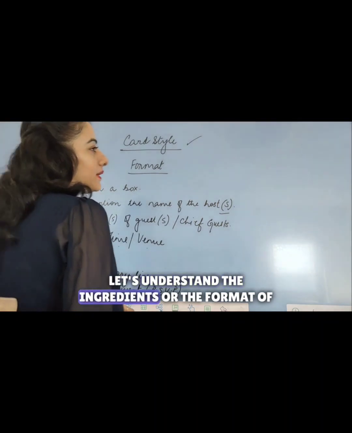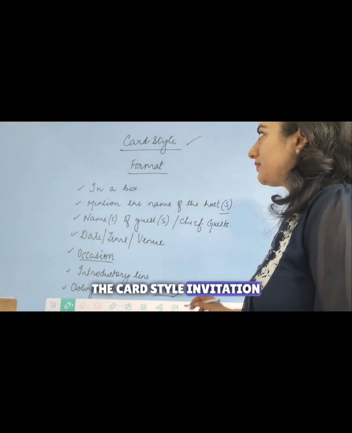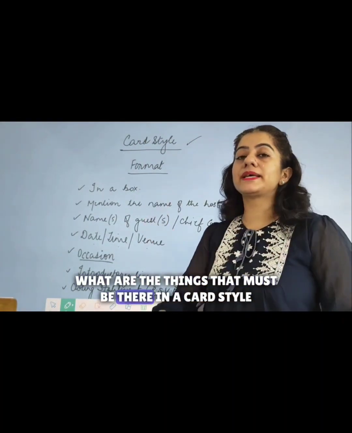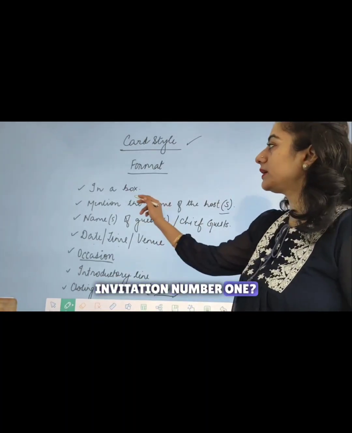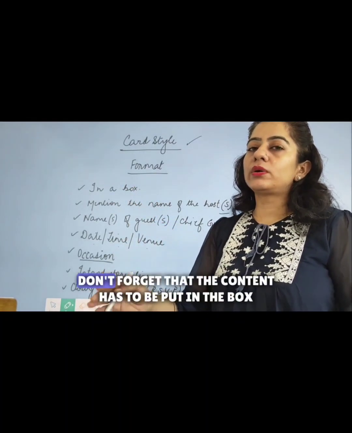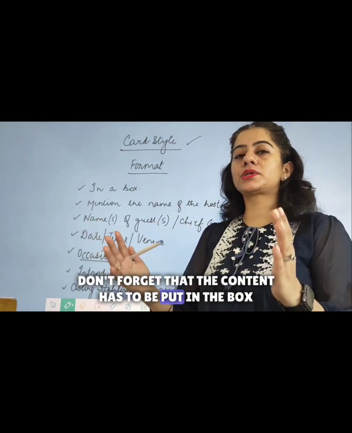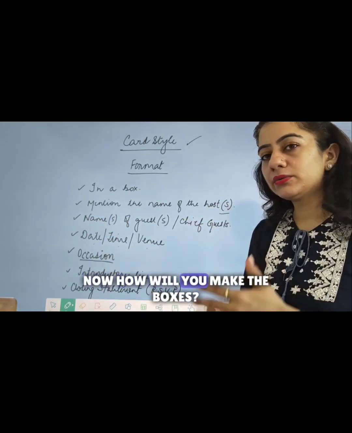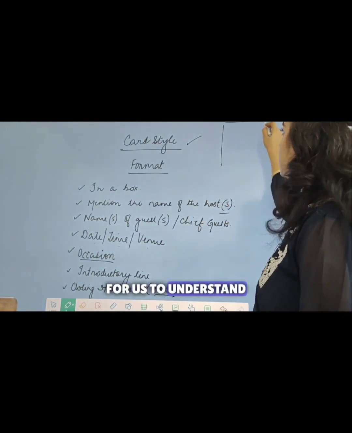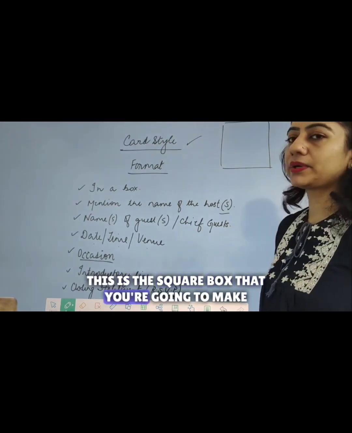Let's understand the ingredients or the format of the card style invitation. What are the things that must be there in a card style invitation? Number one, it should always be in a box. Don't forget that the content has to be put in the box. Now, how will you make the box is for us to understand. This is the square box that you're going to make.